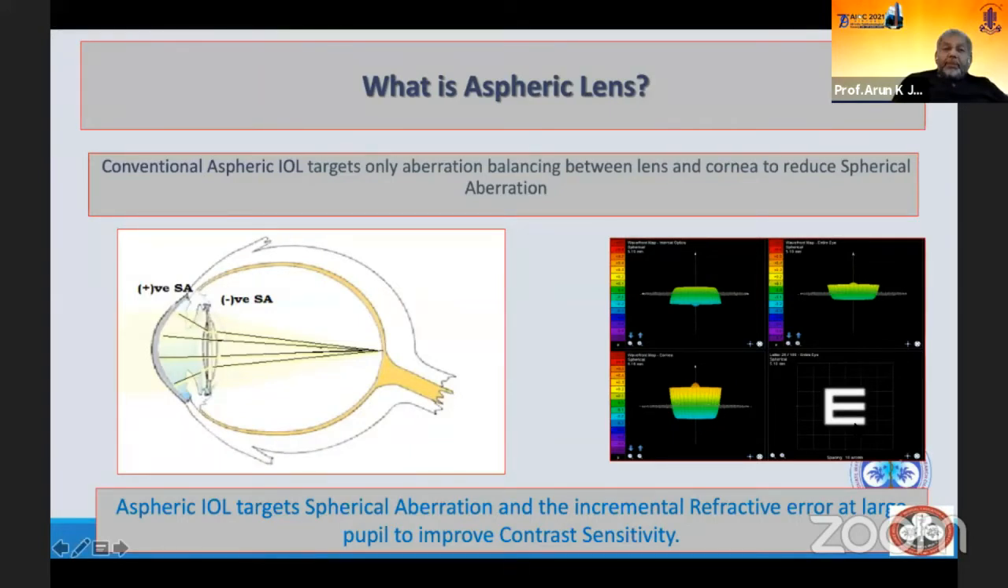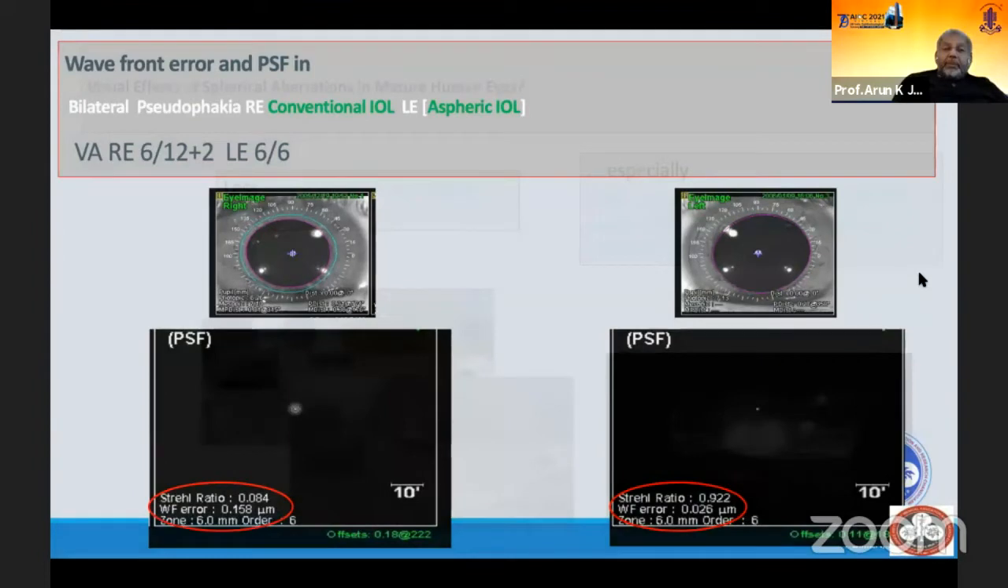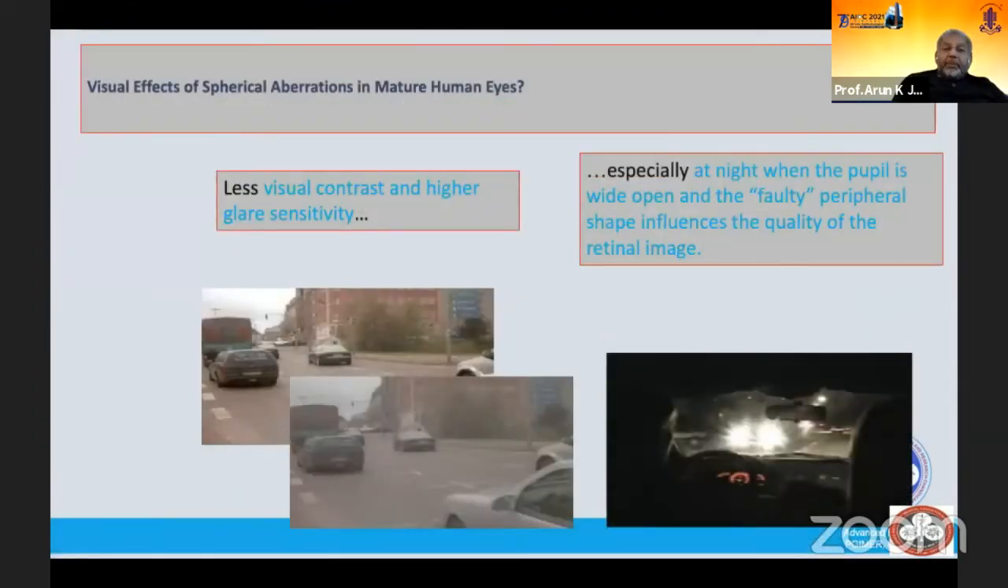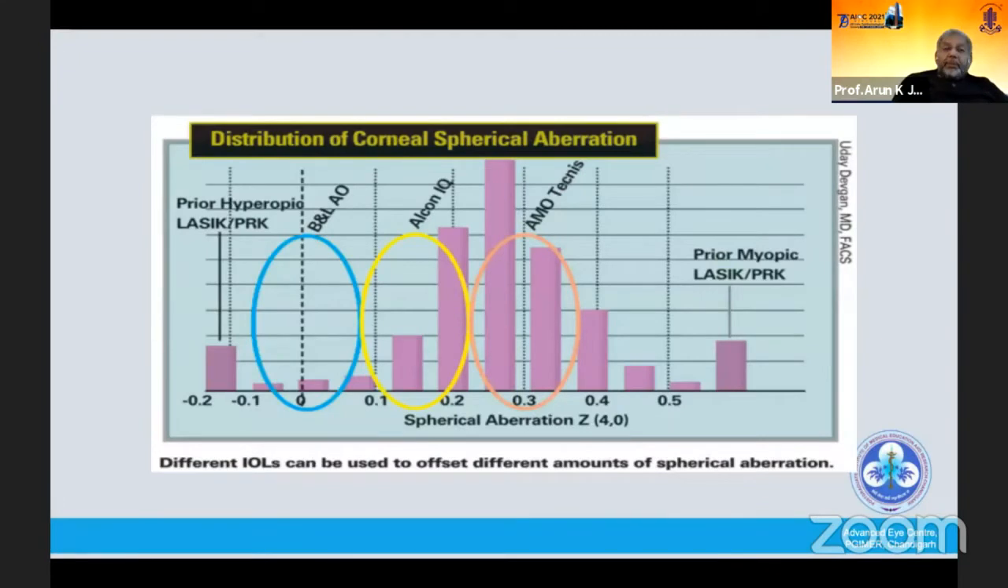This is the two eyes of the same patient. In one eye we have put a spherical aberration negative lens, and here is a plain lens, and you can see the point spread function and Strehl ratio close to 1, and it is very good. As we all know, spherical aberration affects the quality of vision, and this is how the spherical aberration changes with age. And this diagram shows different types of IOL with different asphericity.